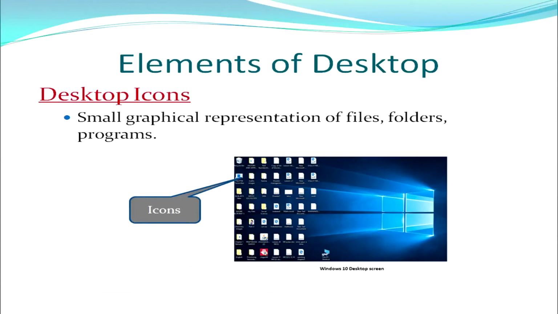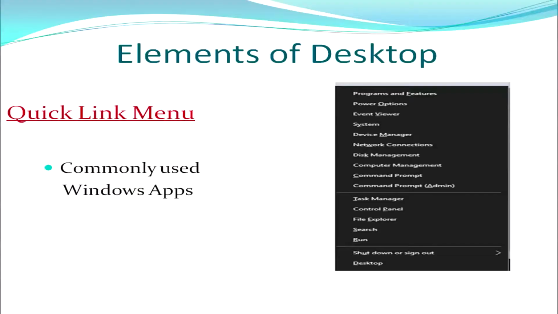Let's see now various elements of the desktop. You have the icons, around 10 to 15 icons are shown on the screen that you are seeing now. These are graphical representations of files, folders and programs. To view any of the icons, to open any of the folders, you just double click on that particular icon and it opens up. Next element is the quick link menu. It contains the commonly used Windows apps. You can select any of these apps to use them.